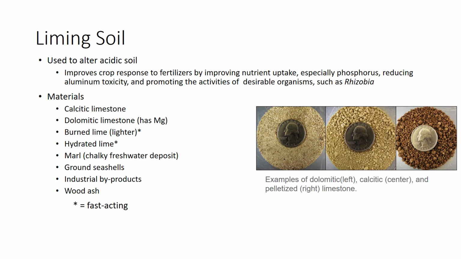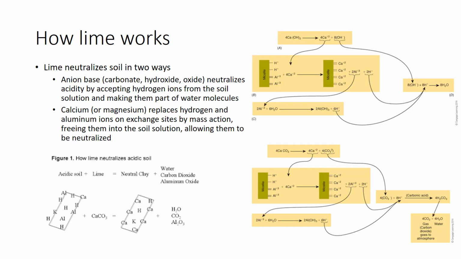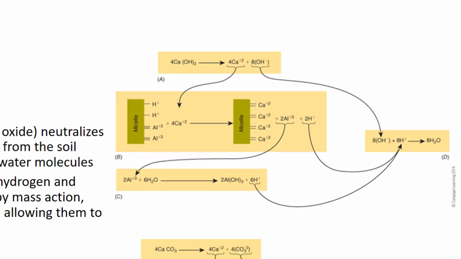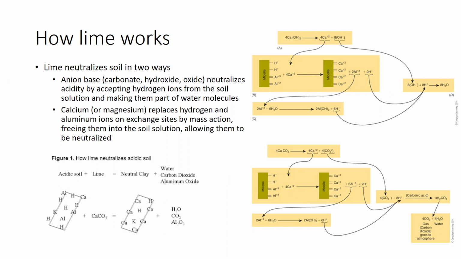Hydrated lime, or slaked lime, is produced by adding water to burned lime. It is also fast-acting. Hydrated lime neutralizes soil acidity in a sequence of reactions. A, when calcium hydroxide dissolves, calcium replaces aluminum and hydrogen on cation exchange sites by mass action. B, aluminum is tied up by reacting with water to form insoluble aluminum hydroxide. C, hydrogen ions released by these reactions combine with hydroxyl ions from lime to form water. D, ground limestone neutralizes the soil acidity in the reactions shown.